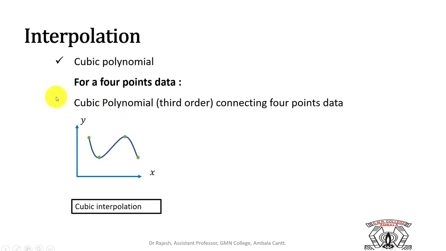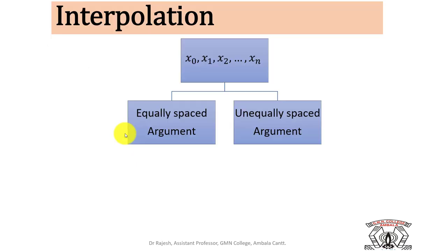So these were the 3 types of interpolation based upon the approximating curve used to interpolate the function. First is the linear interpolation, second is the quadratic interpolation, and third is the cubic interpolation.